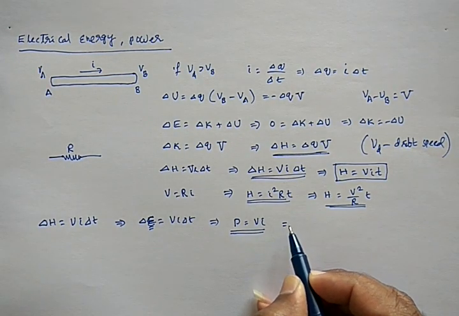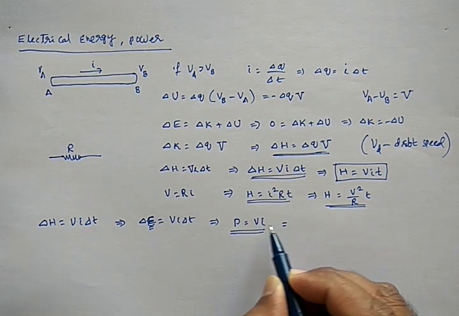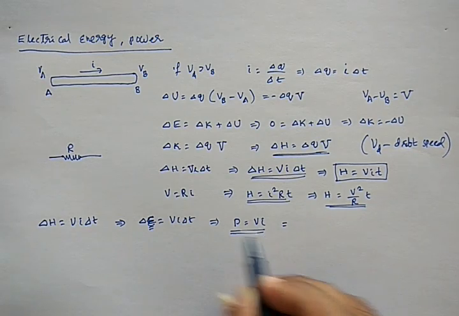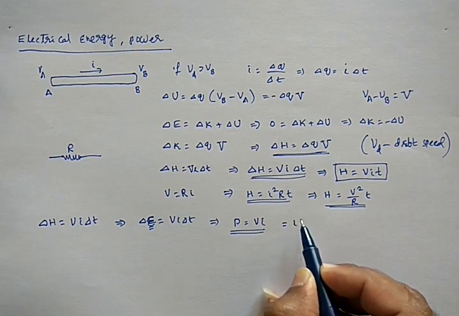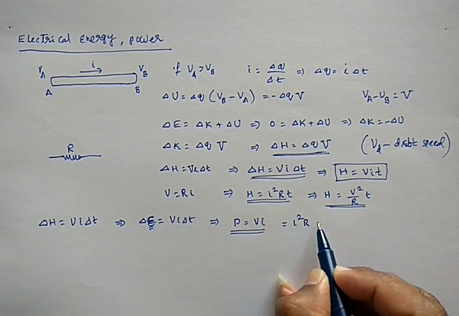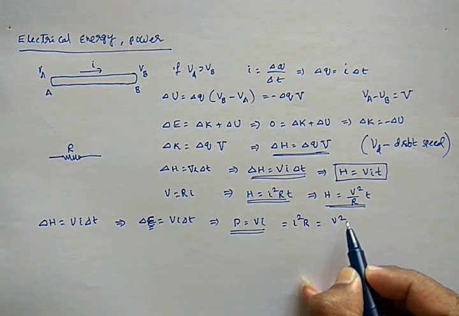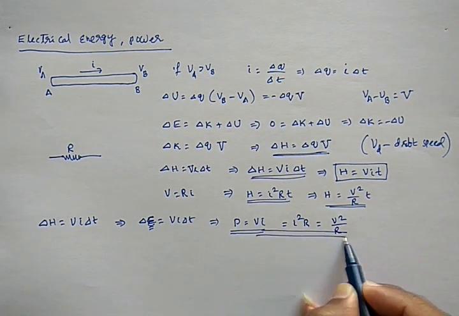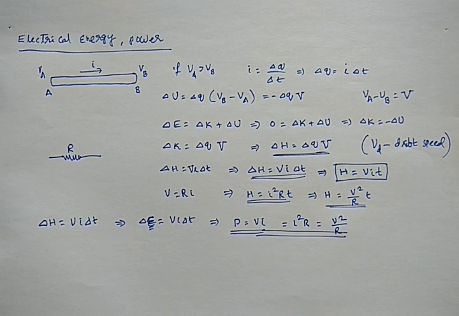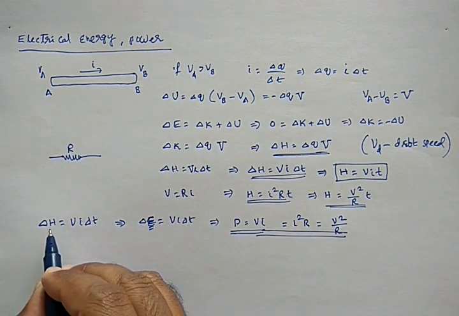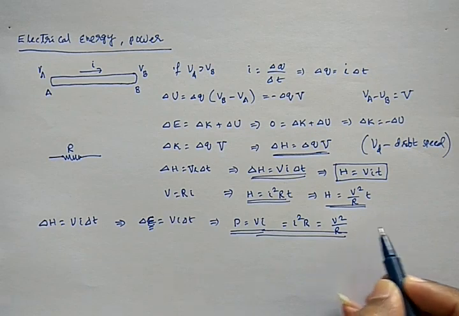So you can also write power, because V equals IR, as I square R, and because I is once again V by R, you can also write V square by R. So all the equations are the same. So now this is power and this is energy. We know the unit for power is watt.